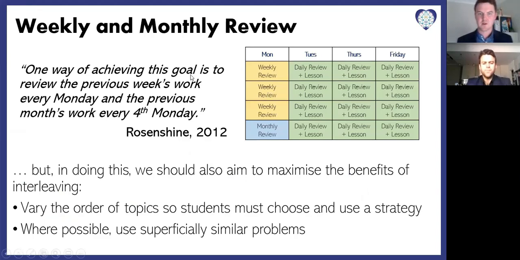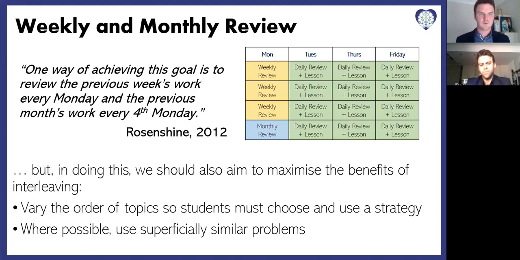Rosenshine says in his paper that one example of making use of weekly and monthly review might be reviewing the previous week's content every Monday, but every fourth Monday reviewing the previous month's content. So this is possibly an example timetable that could be implemented. The weekly and monthly review might take longer than a daily review, so we might dedicate a whole session to that and then have daily review plus our lessons for the remaining three days.